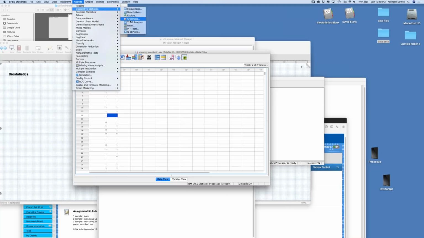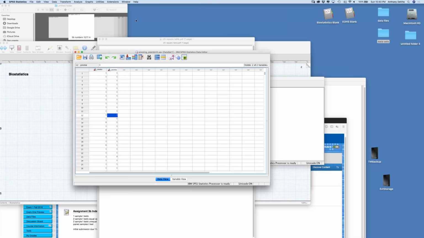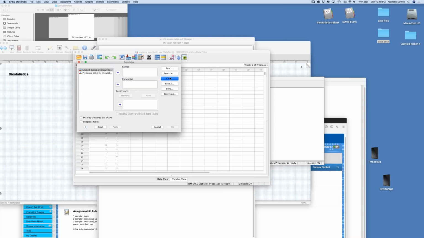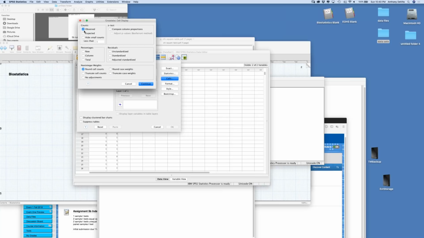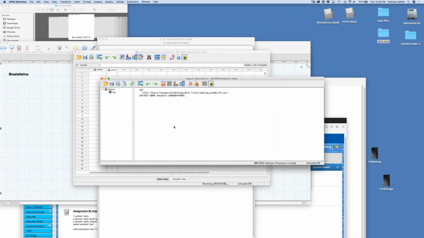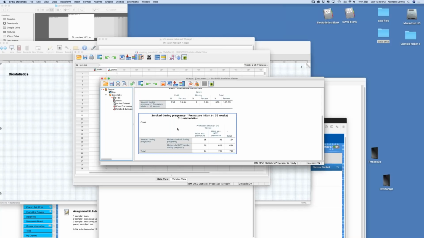So I'm going to go into descriptive statistics crosstabs, and I'm going to ask it to create a table for me. I'm going to go into cells and ask it to create the observed values for me, and I'll click OK. Whoops. First, I have to tell it that in the rows is the exposure. The exposure is smoking. And in the columns is the outcome, premature baby or not a premature baby. Okay, so let's take a look at our outcome. Okay, so here's our outcome.